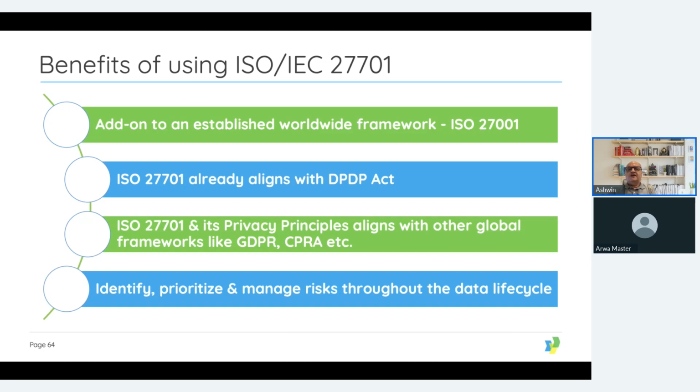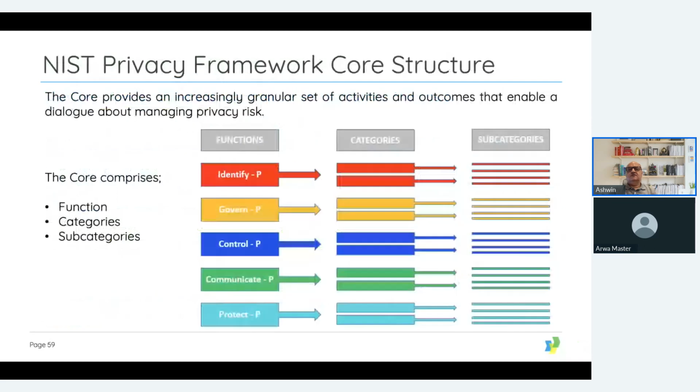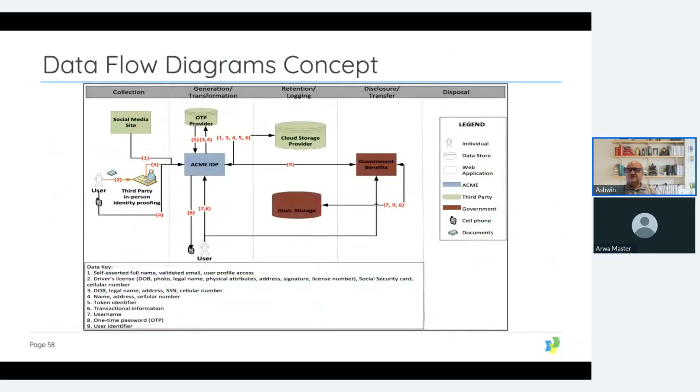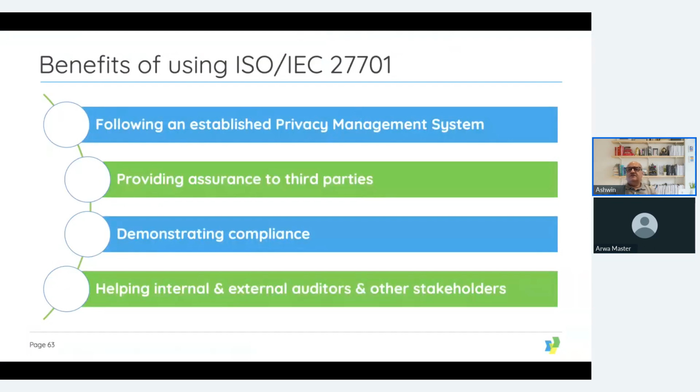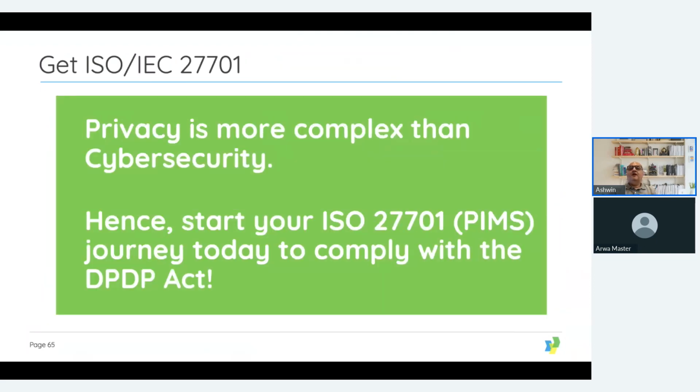So one important aspect, the last point here, is identify, prioritize, manage risk throughout the data lifecycle, which is one of the most important aspects which we discussed in the earlier slides. Create a data flow diagram for all your data sets; without this, you will not be able to comply with privacy. Again, finally, I'm telling you, privacy is more complex than cybersecurity. Hence, start your journey today to comply with the DPDP Act or any other privacy act that you are liable to comply with.